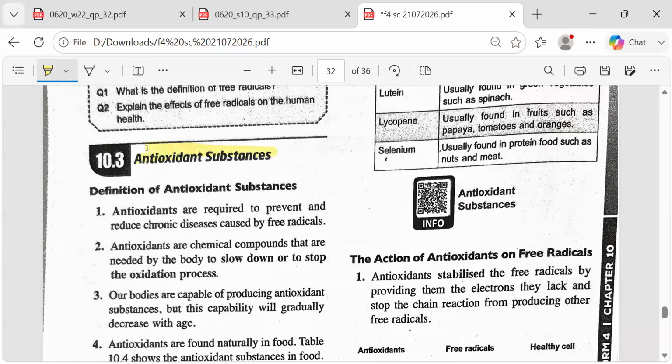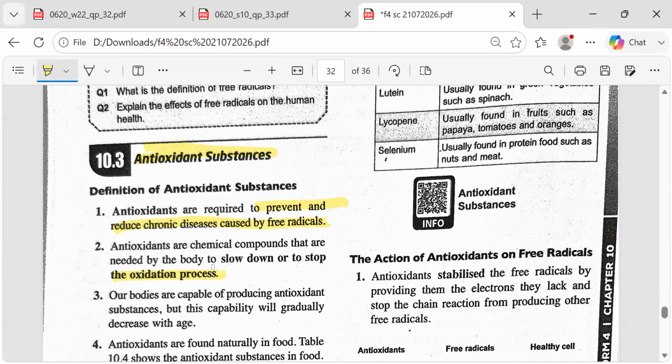Antioxidants help stop the free radicals. So it's to prevent and reduce chronic disease caused by free radicals. It slows down or stops the oxidation process. The oxidation process is how it becomes a free radical, so I want to stop it or reverse it.